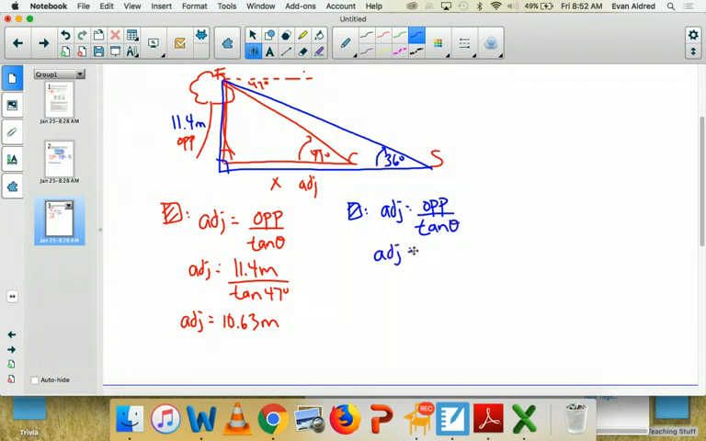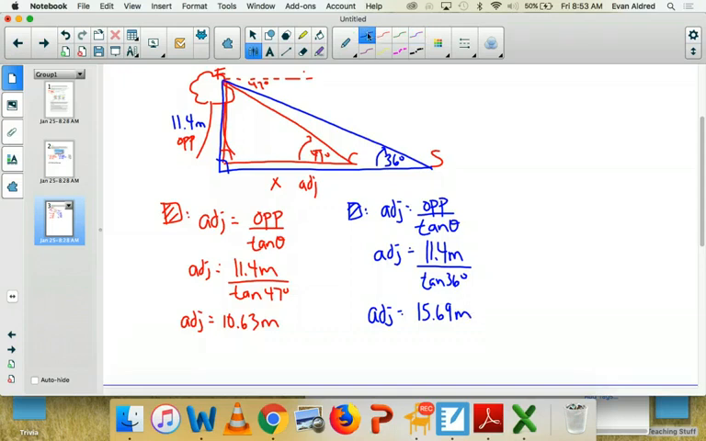So adjacent equals opposite over tan theta, just like it did last time. The opposite's still 11.4, because the height of the tree is clear across the triangle from our 36 degrees. Our theta now has changed. It's changed to 36 degrees. So we're going to divide this out. And we know that tan of 36 is going to be less than 1, which means that number should get bigger, and it does. It becomes 15.69 meters.